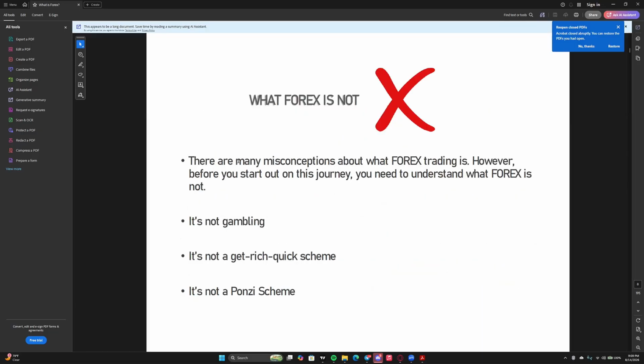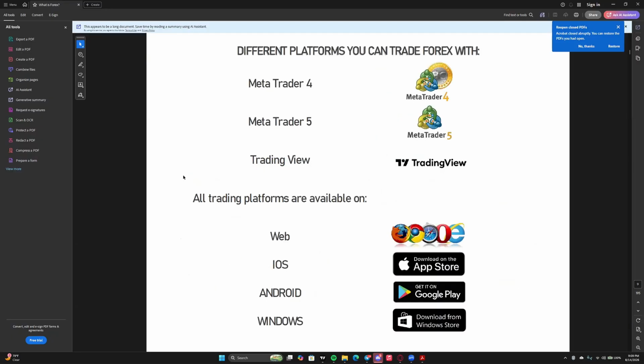What forex is not. There are many misconceptions about what forex trading is. However, before you start out on this journey, you need to understand what forex is not. It's not gambling, it's not a get-rich-quick scheme, it's not a Ponzi scheme. We've talked about all this yesterday, so I'm just refreshing our brains on what we did.